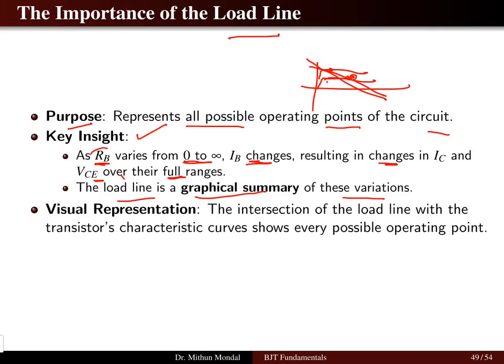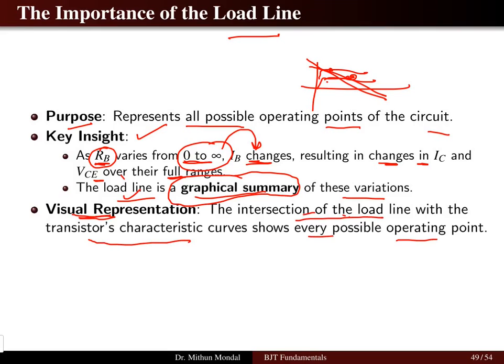So you may change the resistor of the base from 0 to infinity, that will change your base current, and the collector current will also change as a result. So you are basically drawing the graphical summary of this load line so that you get the visual representation as the intersection of the load line with the transistor characteristic curve. So every possible operating point you get. So you should know what the basic possible points are at which the transistor can have its operation.